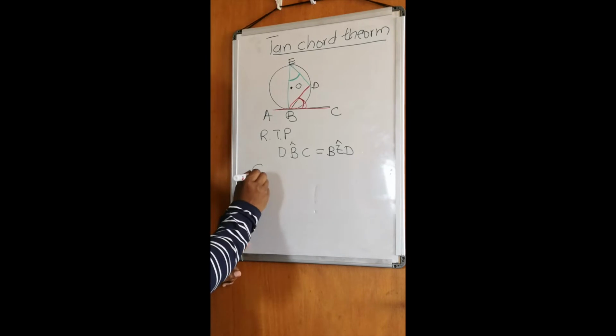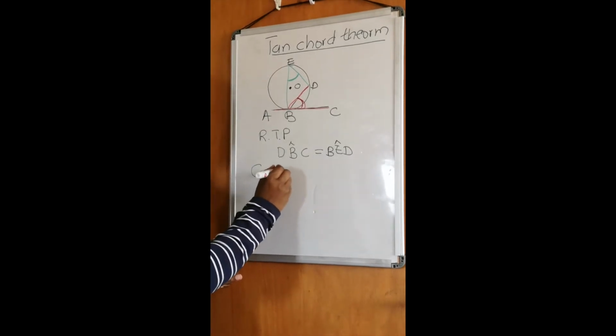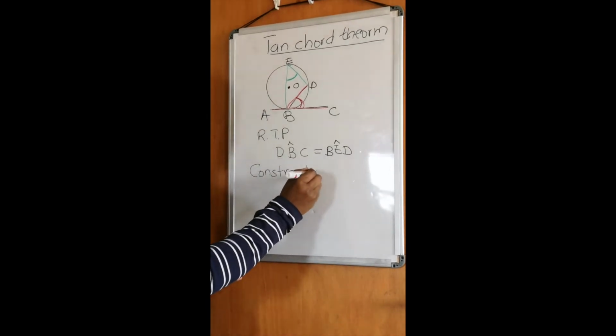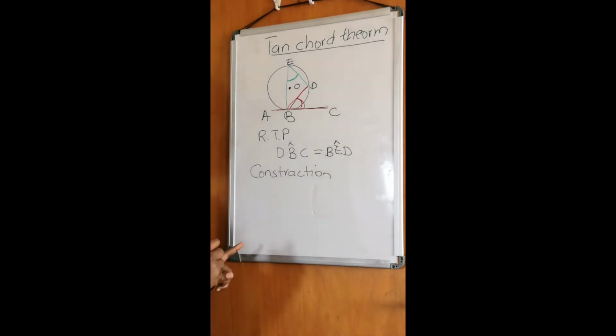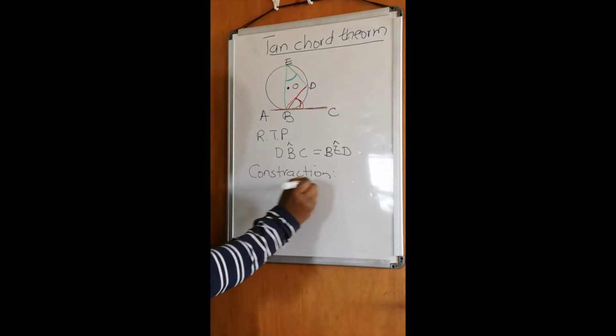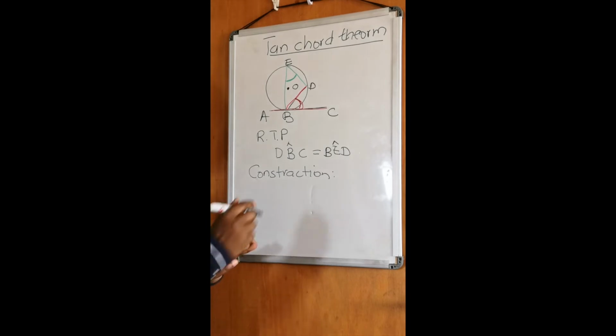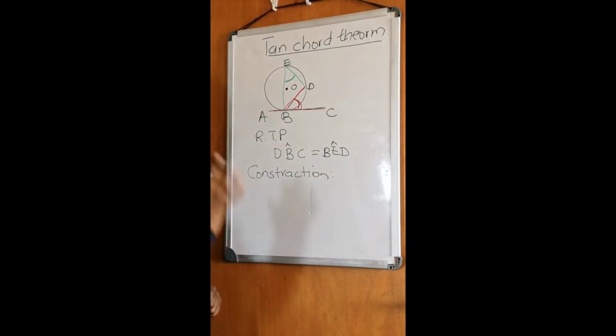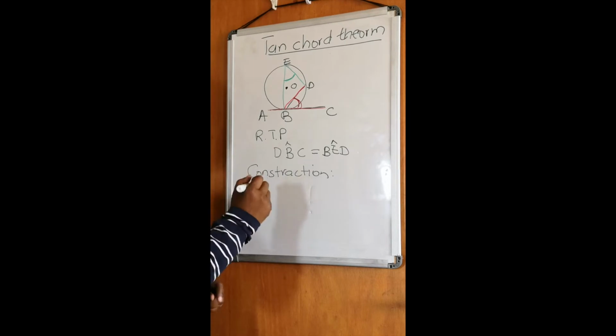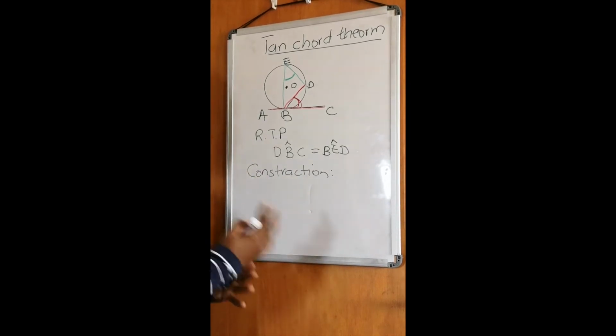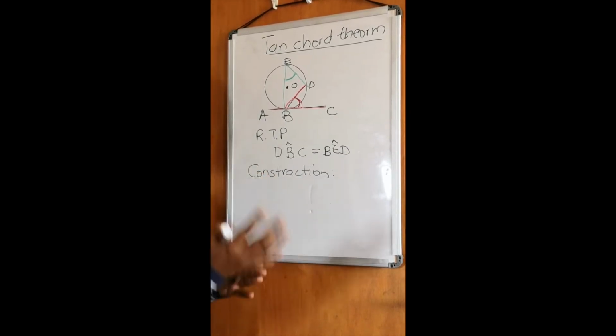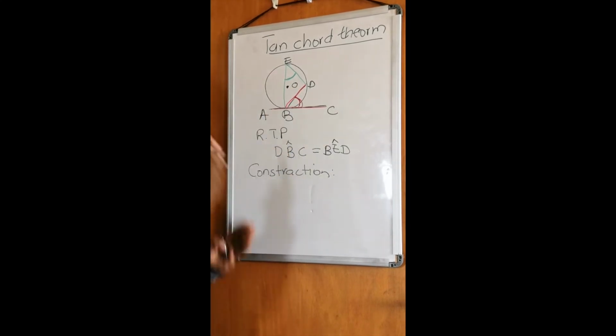Then you have to construct, meaning drawing things that are not in the diagram so that you can prove the theorem. If your construction is wrong, you get no marks. If you don't have a construction, you get no marks. You're wasting your time in an exam, so rather move to the next question. You learn and memorize the construction. When you go to the exam, you must know that for the Tan Chord Theorem, the construction is this one.